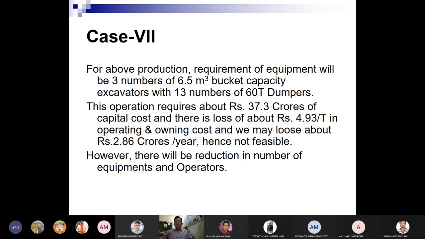For the above production, this is the seventh option, case study 7. The requirement of equipment will be 3 excavators of 6.5 cubic meter bucket capacity with 13 numbers of 60 ton dumpers. This option requires about rupees 37.3 crores of capital cost and there is a loss of about rupees 4.93 per ton in operating and owning cost, and we may lose about rupees 2.86 crores per year, hence not feasible. However, there will be reduction in number of equipments and operators.